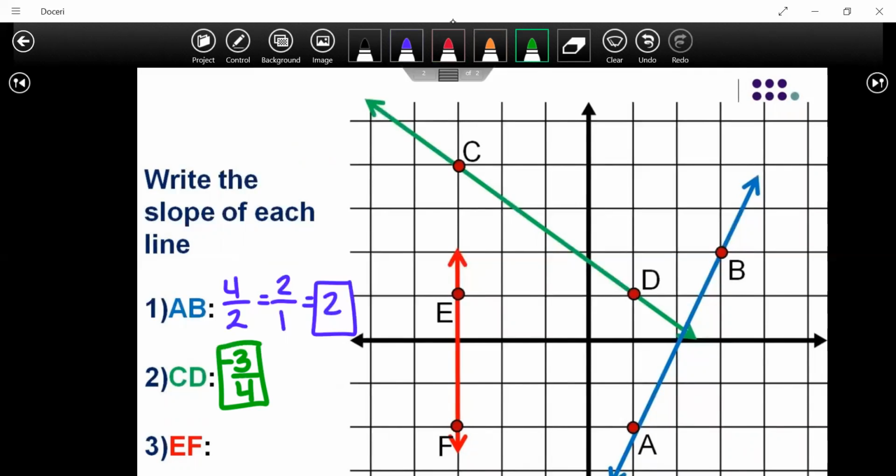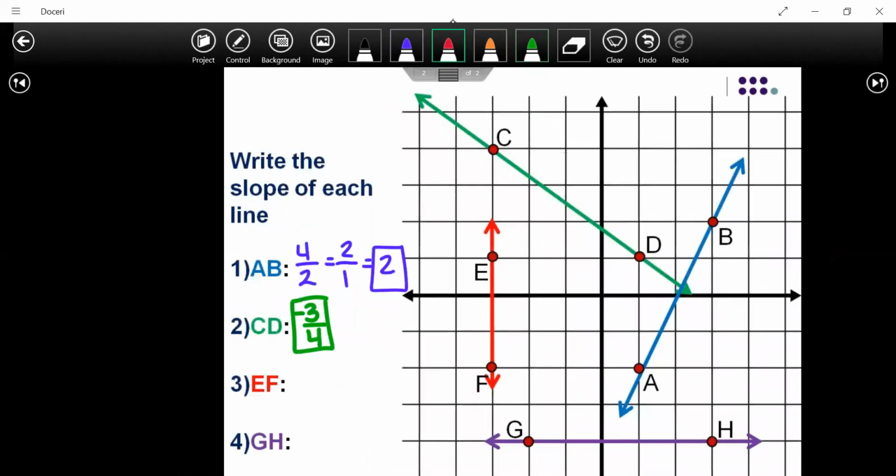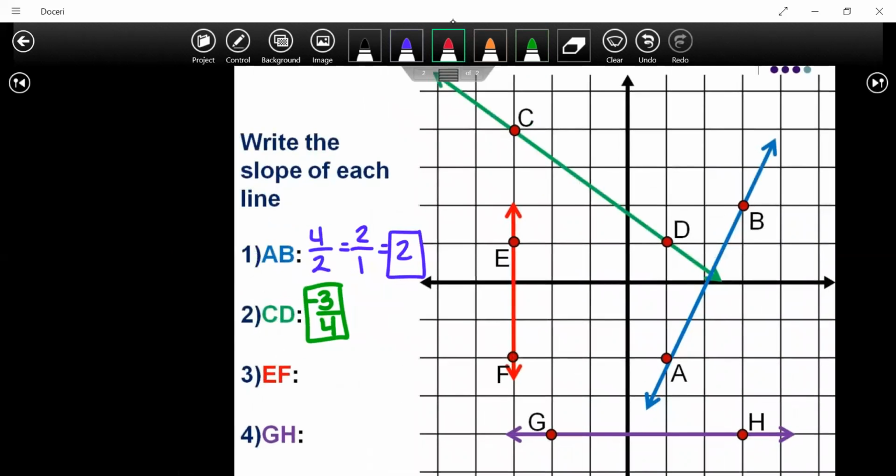Let's see if you guys remember this one. EF is a vertical line. Undefined. Now, if we ask for the equation, it'd be different. If we had to get the equation, it'd be x is equal to negative 3. But the slope of it would be undefined. Because if we stuck a guy right here and told him to walk, what direction would he go? No idea. We don't know whether he's going up or down. So if we don't know if we're going up or down, we can't really give you a number. It's undefined. What about GH?